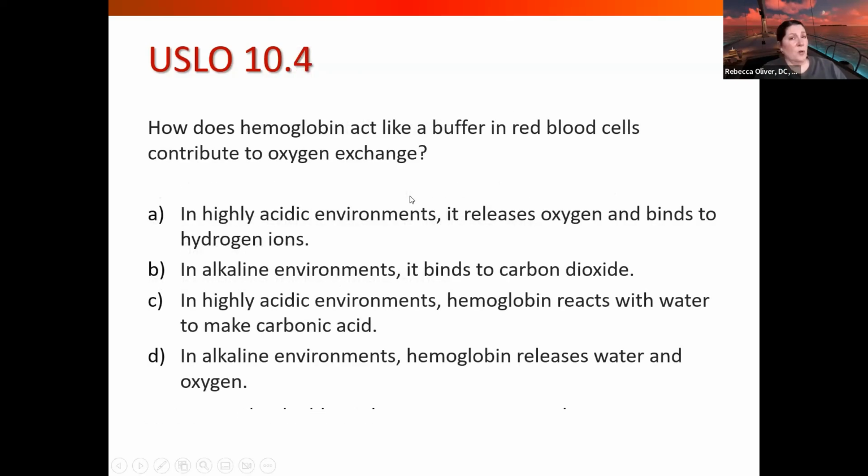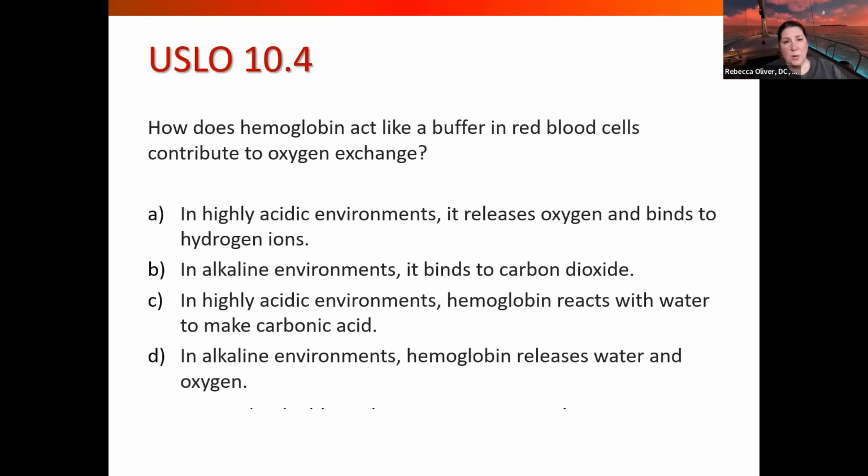So how does hemoglobin act like a buffer in red blood cells, and how does it contribute to oxygen exchange?